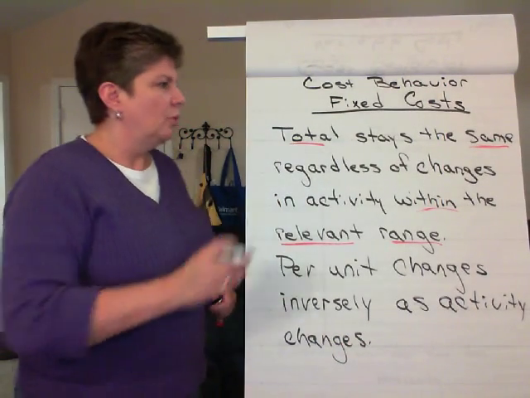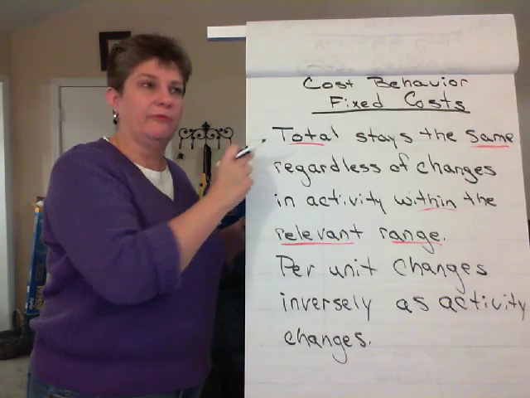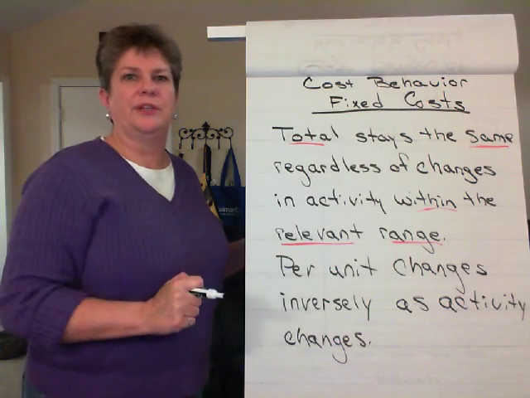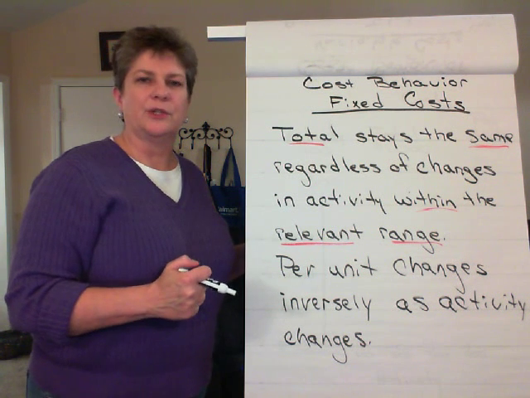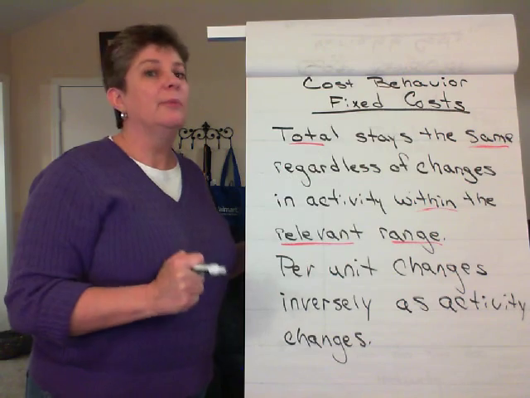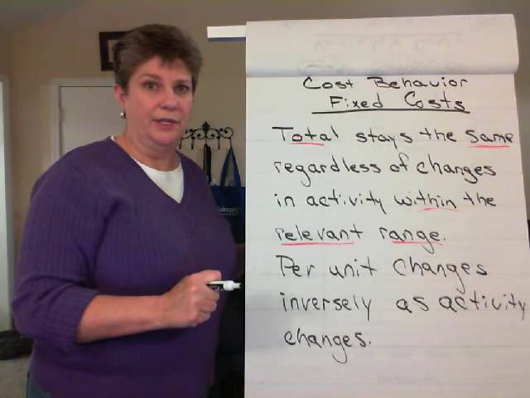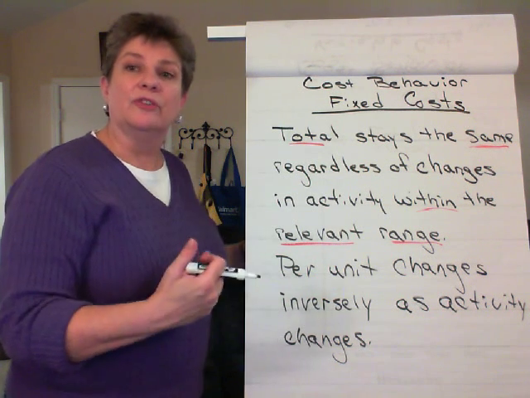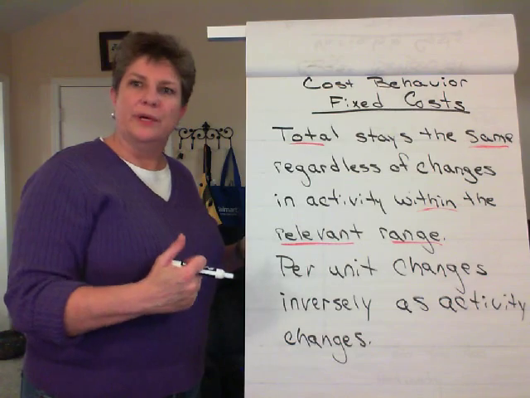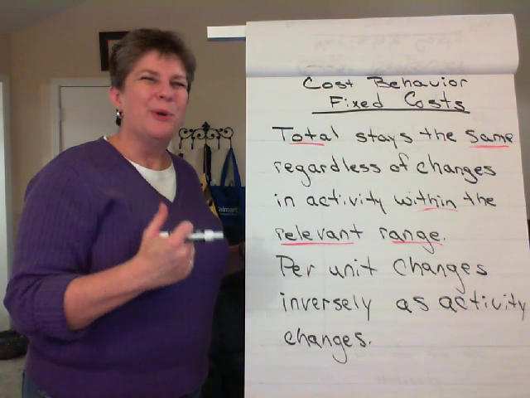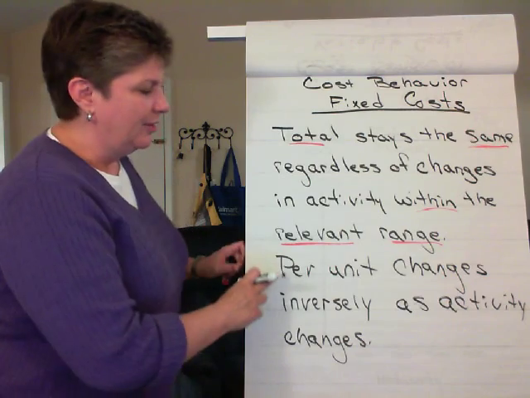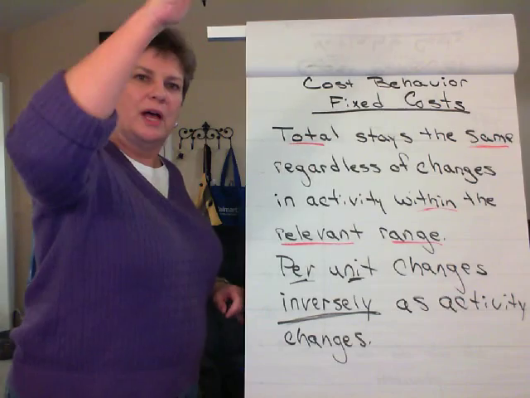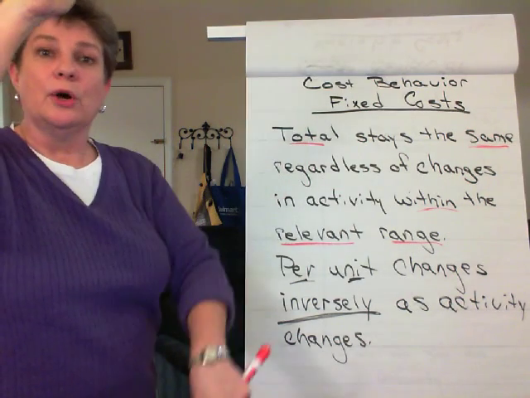Well, what does that mean? Well, if the total is staying the same, for example, $1,000 per month, and we produce 100 units in that month, then our per unit cost is going to be $10 per unit. But if we produce 200 units in that month, then our per unit fixed cost is going to be 1,000 divided by 200, or $5 per unit. So the per unit cost changes inversely. If volume goes up, fixed cost per unit goes down.